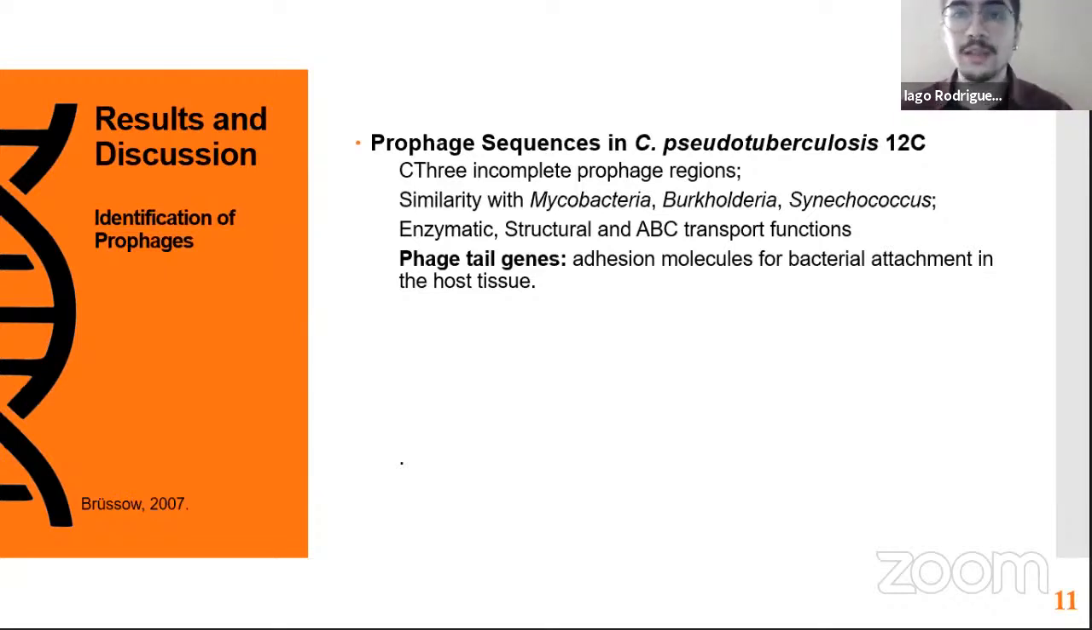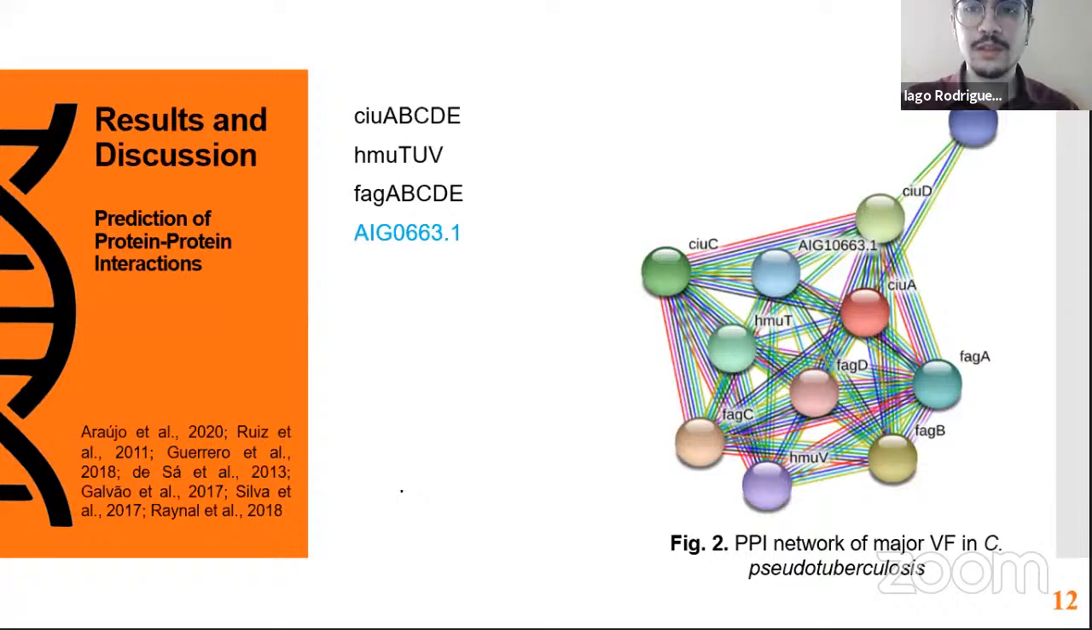But especially in the third prophage region predicted in this analysis, one protein stands out which shows high homology to phage tail genes, which are reported to have various roles and work as adhesion molecules for bacterial attachment to the host upon the process of infection. So these tail molecules interact with the cell surface of the host and are subjected to strong selection pressure. So this is an interesting finding we got here.